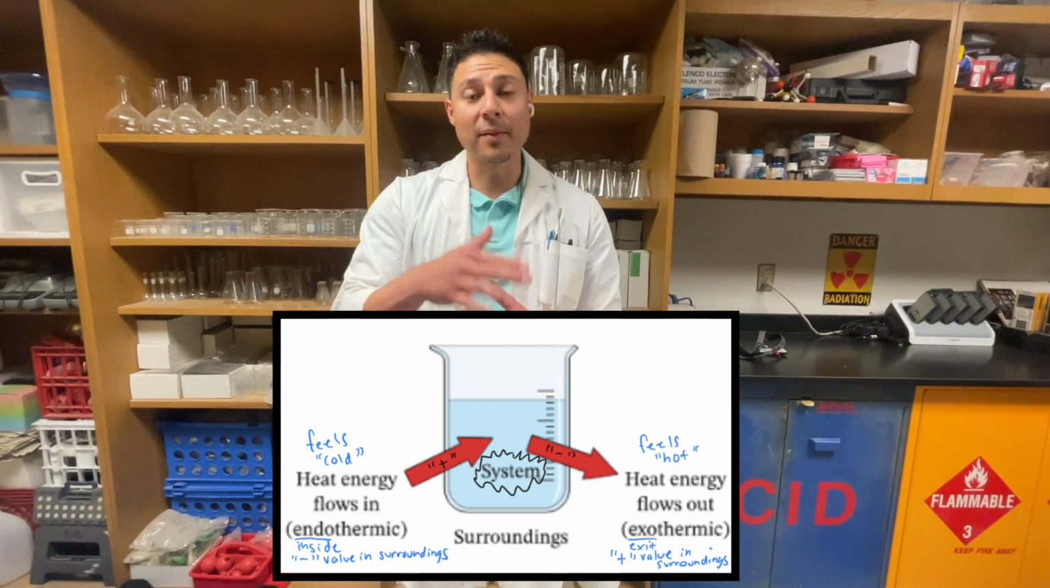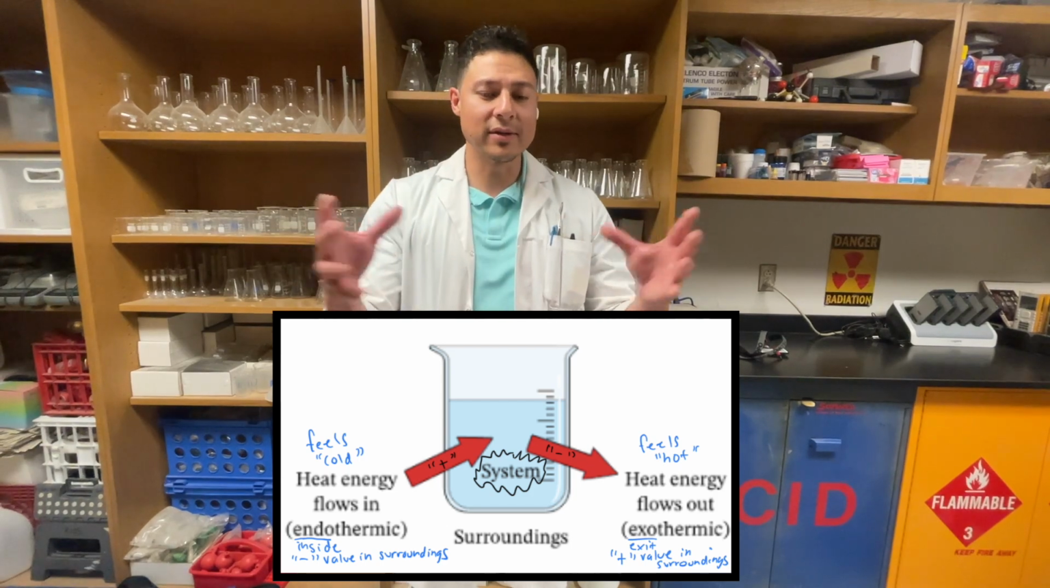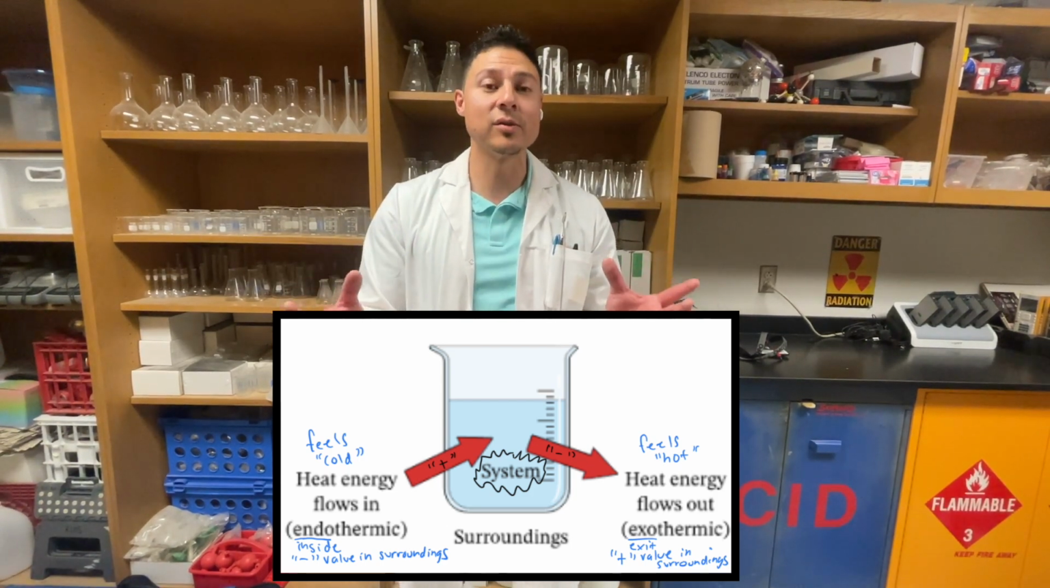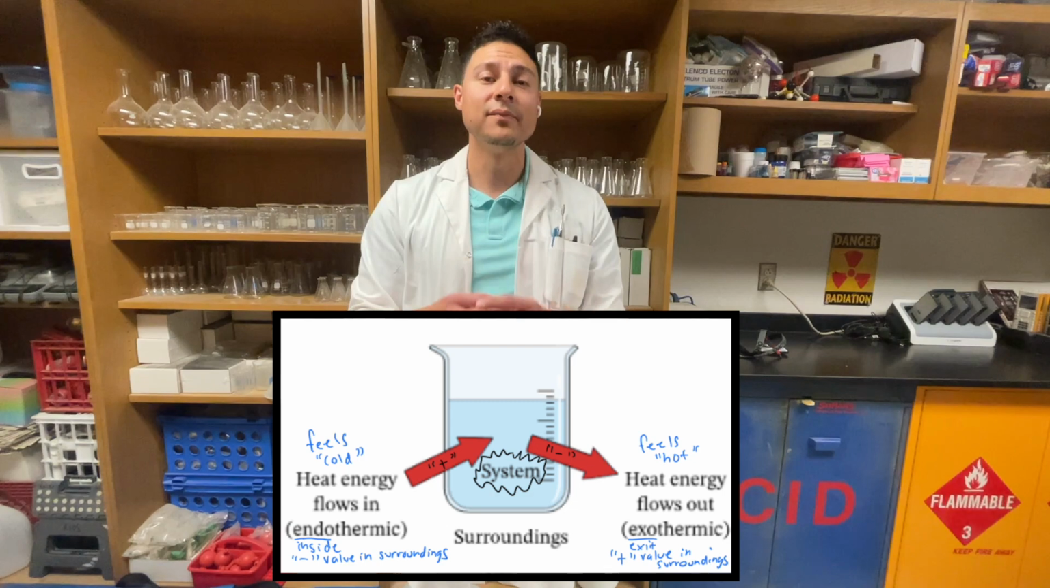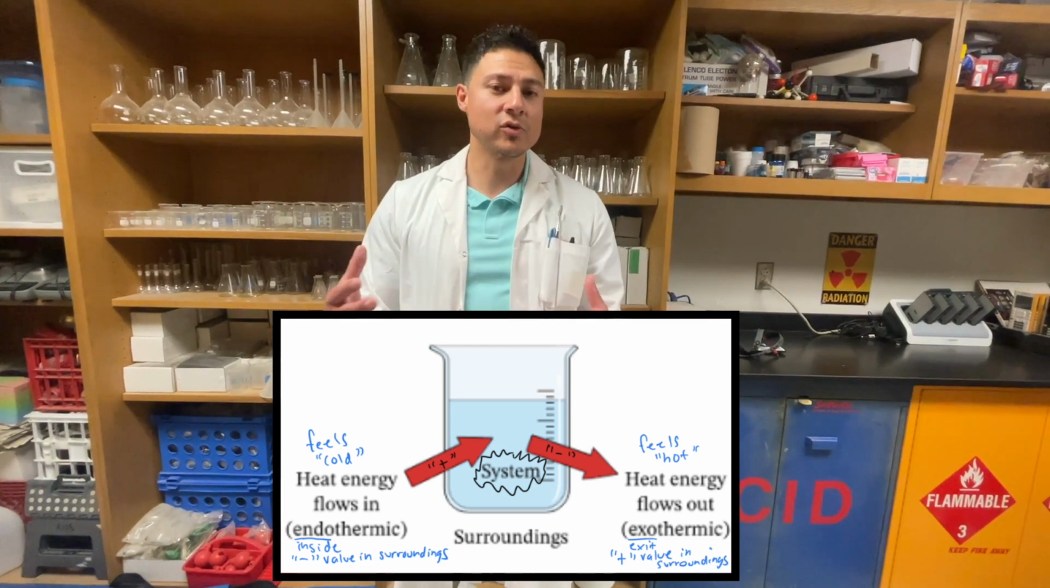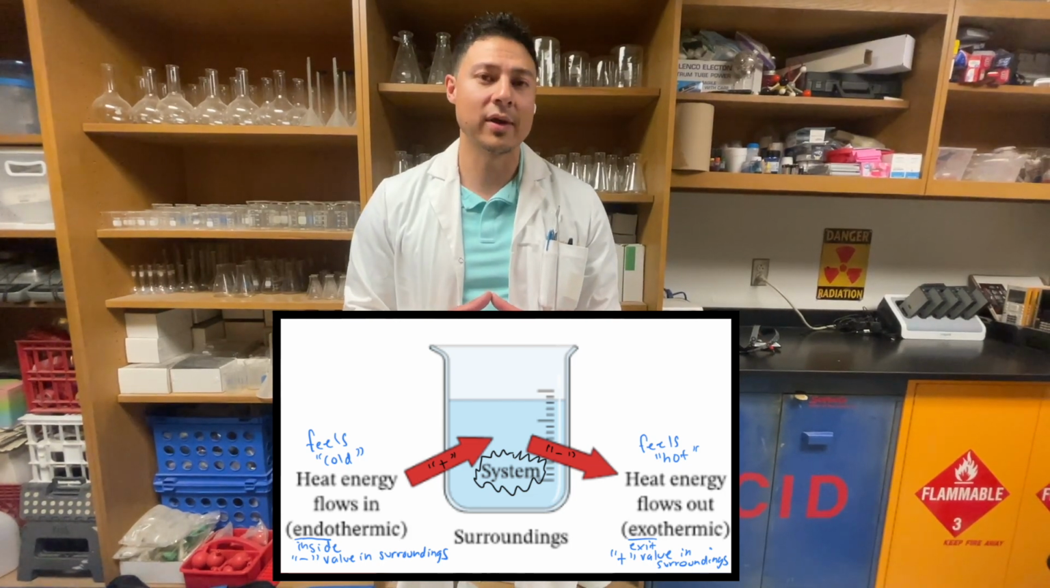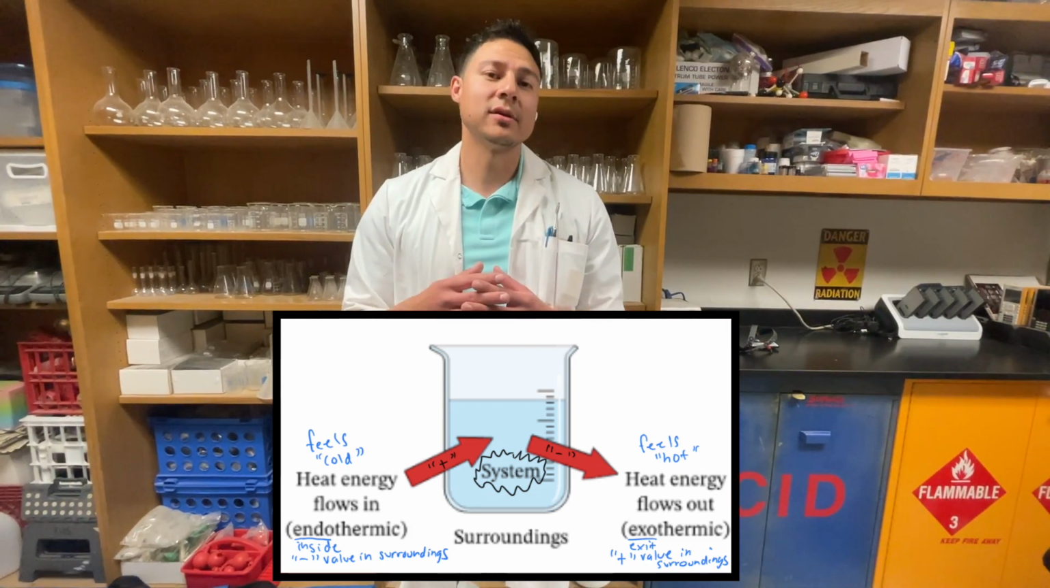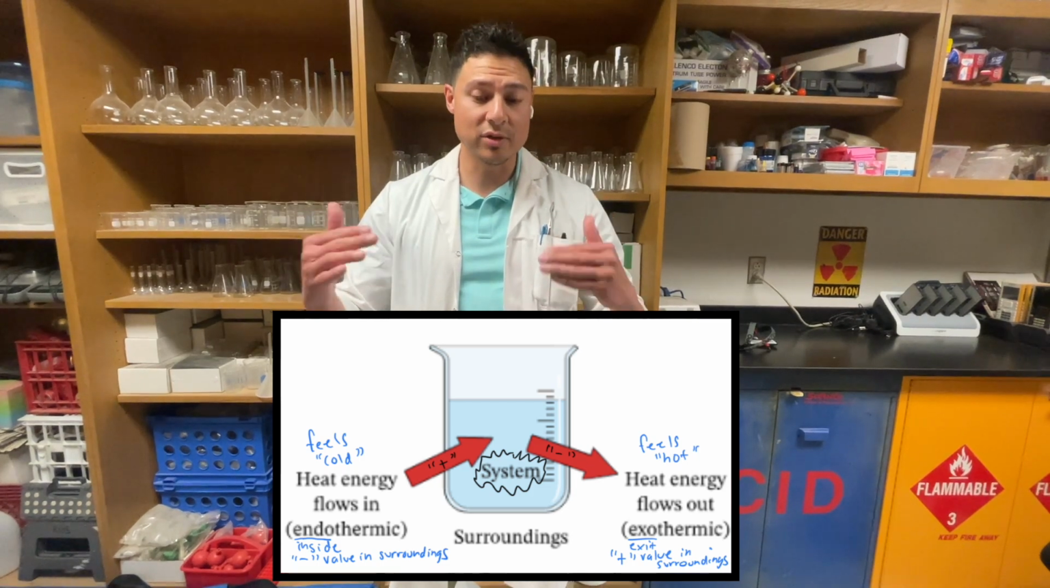Now, if we do the opposite, what happens if the surroundings' heat energy is absorbed into the reaction? It's going to feel colder on the outside. The surroundings are going to feel colder. So when it feels colder, that's called an endothermic reaction. For the surroundings, an endothermic reaction is going to be a negative value. The temperature is going to be dropping.